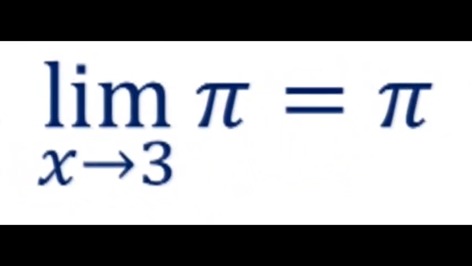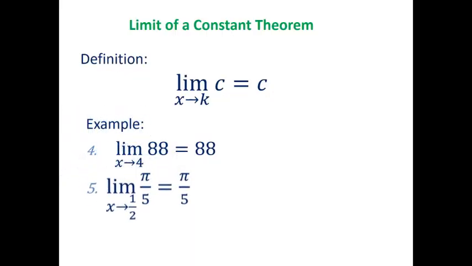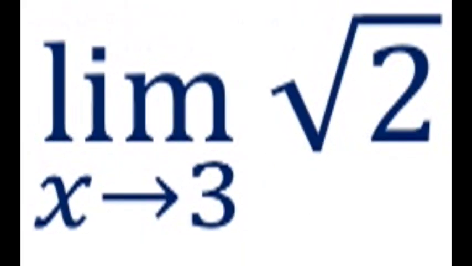Third, the limit of the function pi as x approaches 3 is equal to pi. Fourth, the limit of 8/8 as x approaches 4 is equal to 8/8, since 8/8 is our constant. The same as number 5: the constant there is pi over 5, therefore the limit is pi over 5. Sixth, the limit of the function square root of 2 as x approaches 3 is equal to square root of 2.